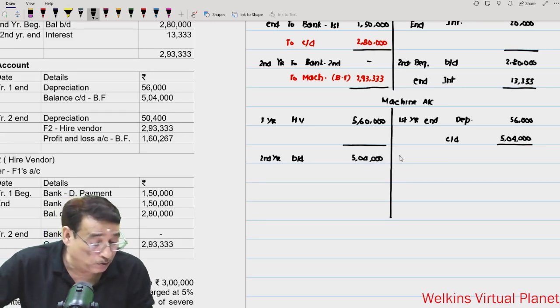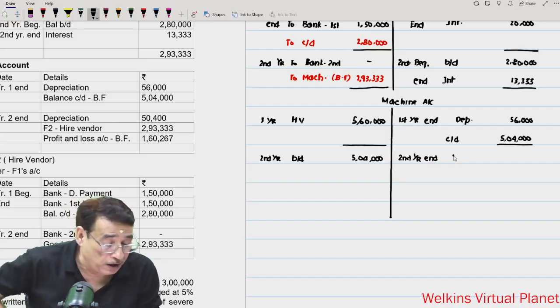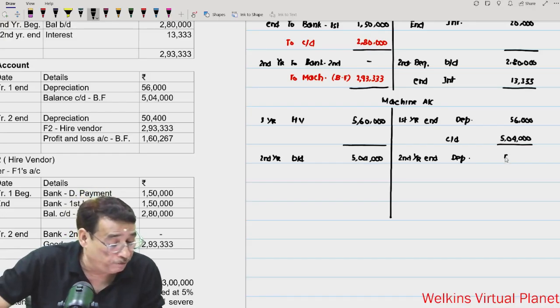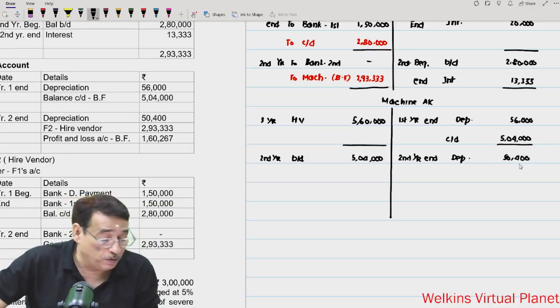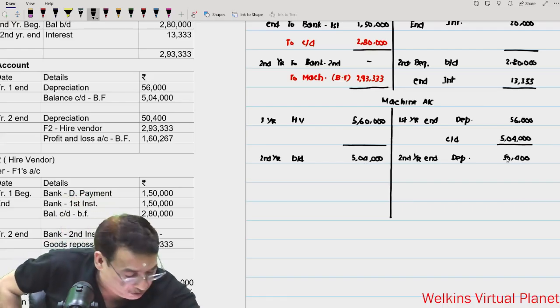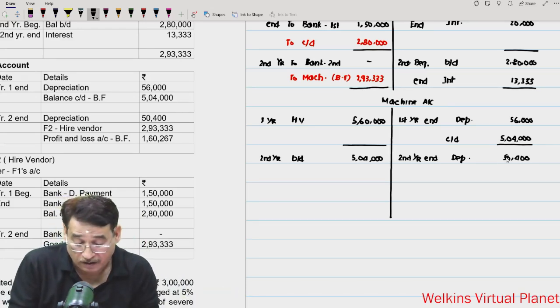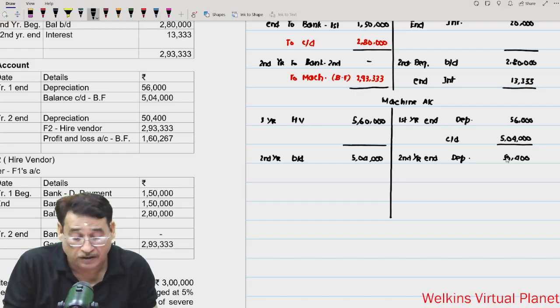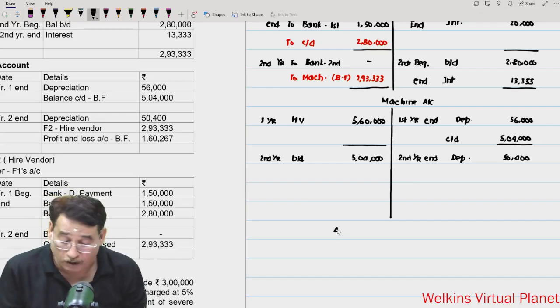Obviously, you are going to reach the end of the second year. Because you have reached the end of the second year, again you are going to charge depreciation. Now, the rate of depreciation is 10% on written down value basis, so you will take 10% of this value, 50,400. Suppose I subtract 50,400 from 5,04,000, just for the sake of making you understand, I'm getting a value of near about 4,53,600.